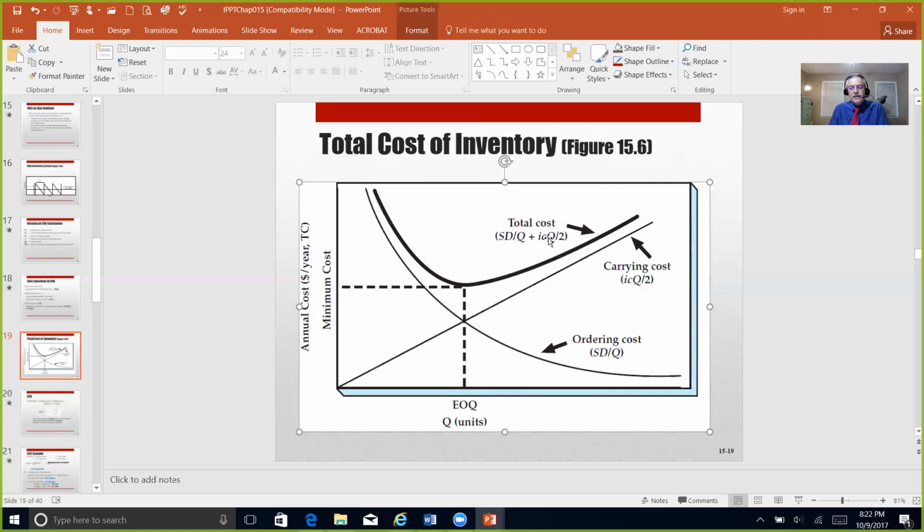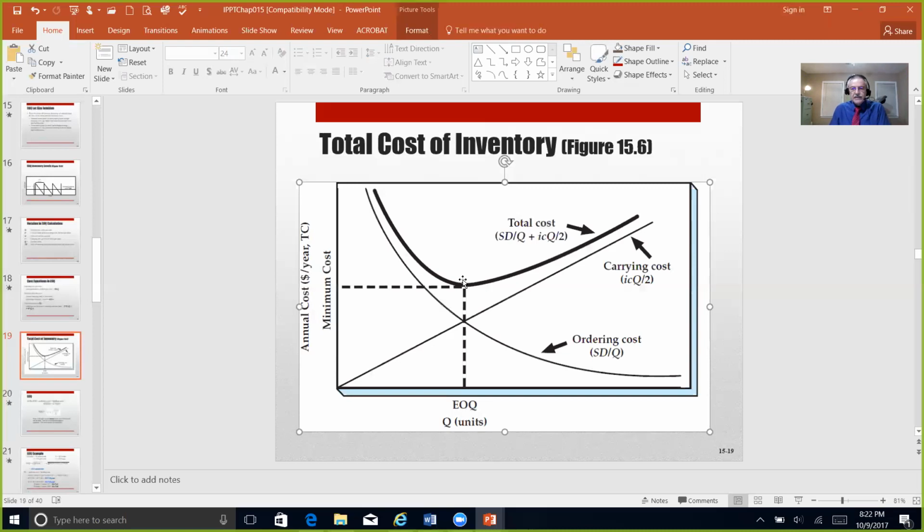This is my carrying cost algebraic equation, which is this line here. As my carrying cost increases, I have more inventory on hand. My ordering cost is decreasing because I'm placing fewer orders. So the key here is to find where this point is where this intersects that's going to minimize that cost to me as a company. So that's a graphical representation.